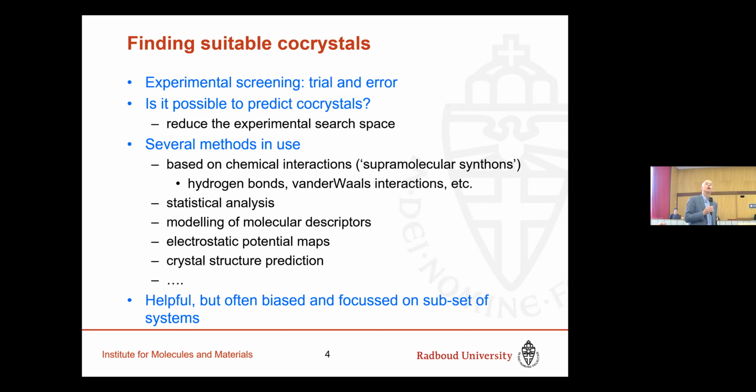Now, that brings to the question of how can you find the most suitable co-crystals and which co-crystals are possible. And normally this is done by experimental screening, trial and error, which is a big effort. And so you'd like to predict this. And this is, of course, an obvious idea. And several methods have already been in use for many years.